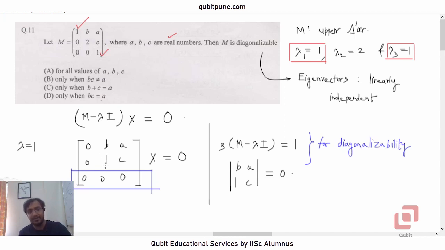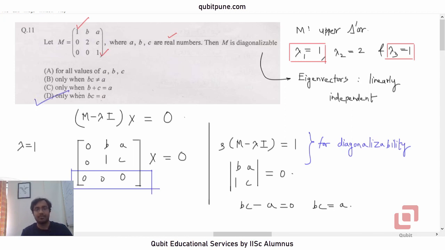We can perform the elementary transformations to make zeros here instead of this one and this C, and without disturbing the first 0 in the second row. That is possible when this is 0, or BC minus A equal to 0, or when BC is equal to A. That is option D.